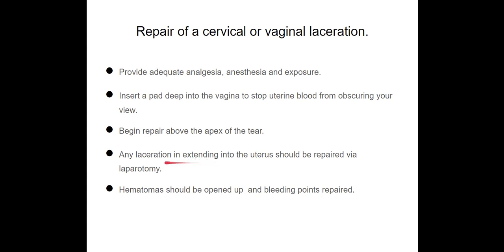If you discover that the laceration is extending into the uterus, then you should abandon your suturing and prepare for a laparotomy so that the extension can be repaired per abdomen. If you see a hematoma, you should open up the hematoma and arrest any bleeding points.